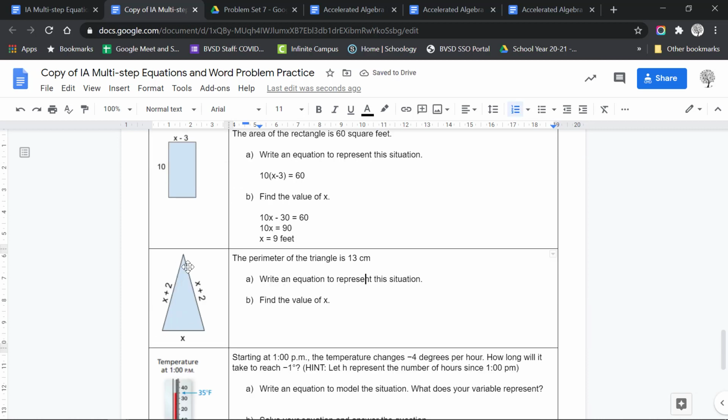Okay, so this one is perimeter again. So we're adding up all the sides, even though it's a triangle. So the sides are just x and then 2 sides of x plus 2. So I've got x plus 2 plus x plus 2. And that's got to equal 13.